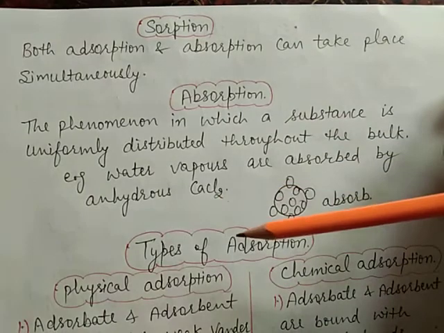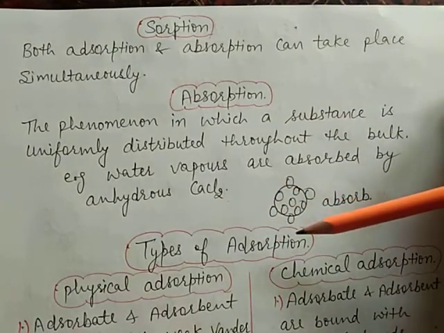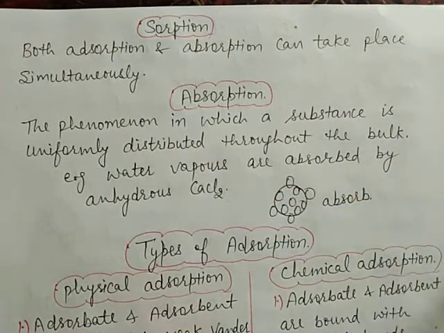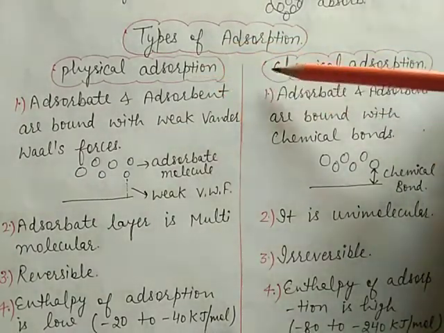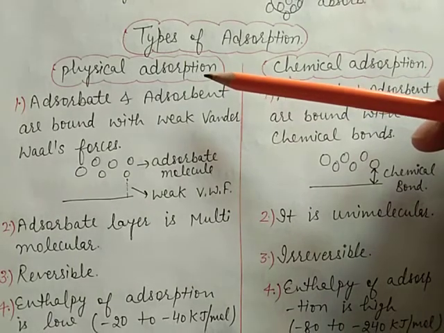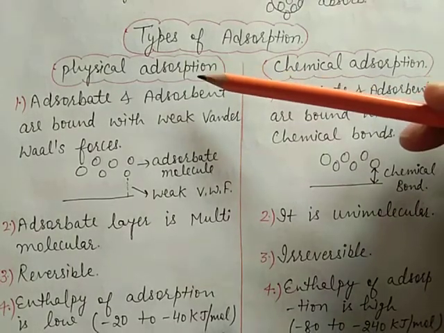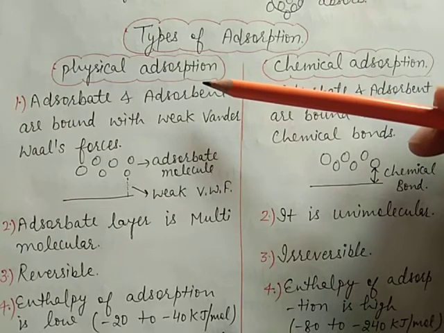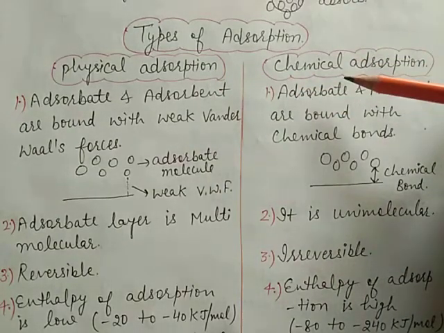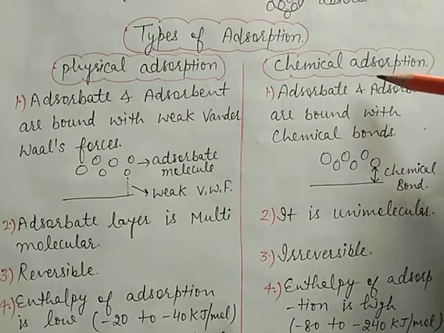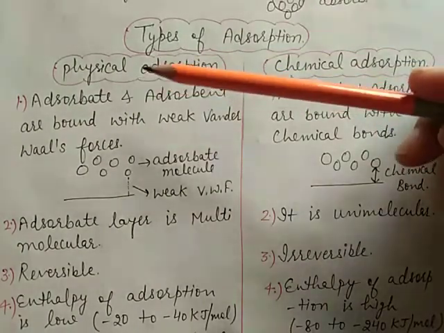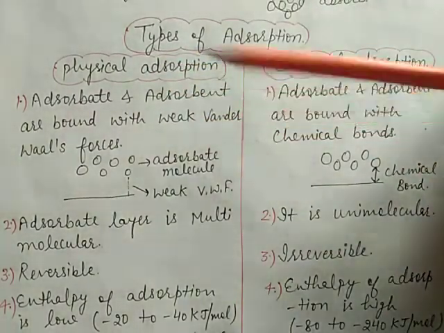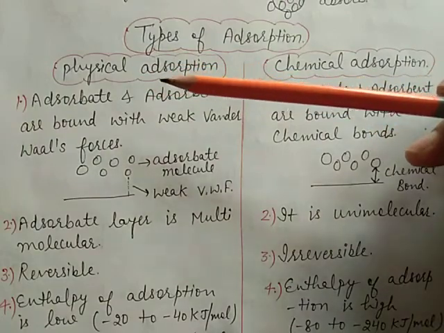Now the next topic is types of adsorption. Adsorption is of two types. First is physical adsorption, also called physisorption. Second is chemical adsorption, also called chemisorption. Now here we will discuss one by one. First is physical adsorption.